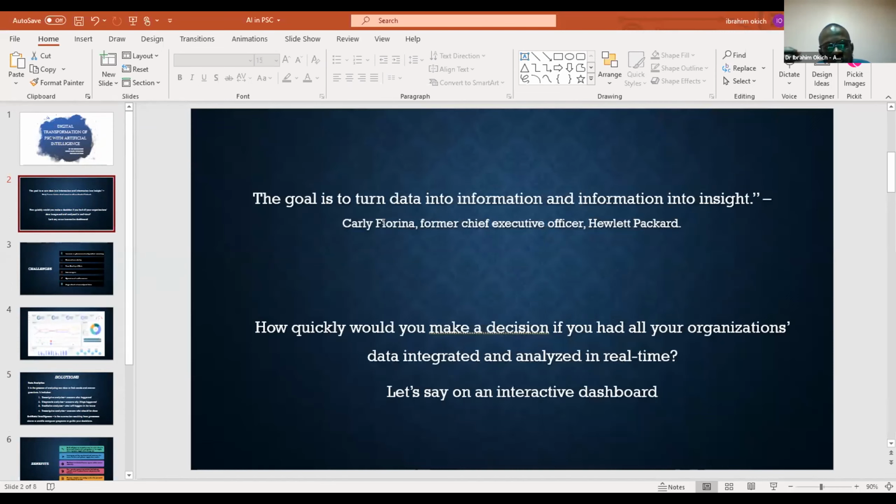I was trying to imagine how quickly we'd make decisions if we had all the organization's data integrated and analyzed in real time. When you sit in an office, you would know what is going on around your institution, in terms of operations, finances and workforce. Let's say you have an interactive dashboard relayed in real time and analyzed, and you only get to see the final results, but you can also dig deeper into that data to see the information beneath a graph or a chart.